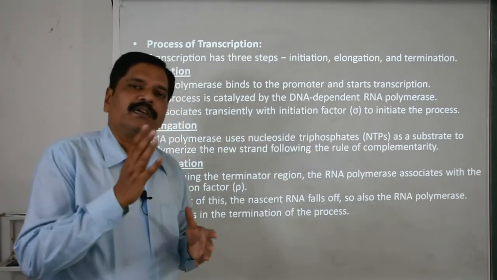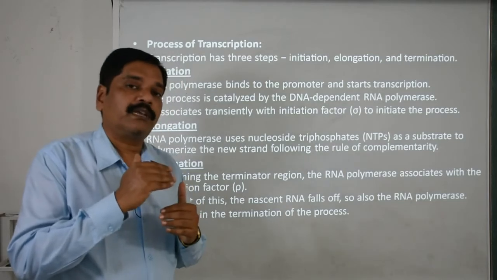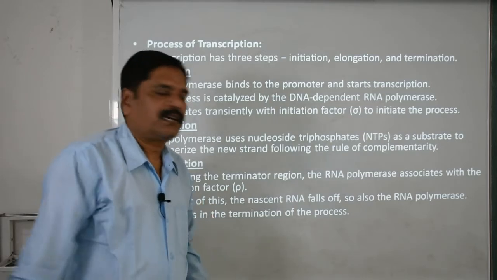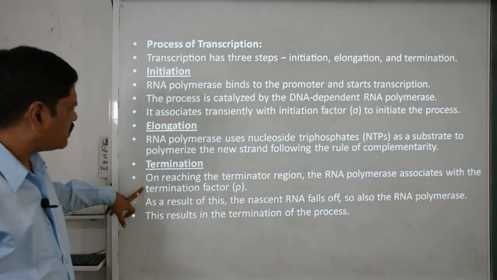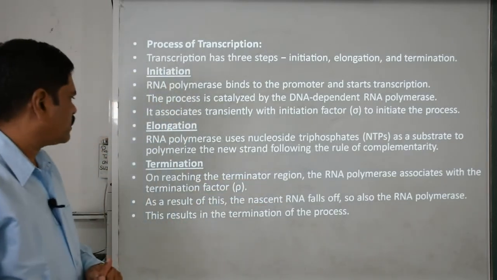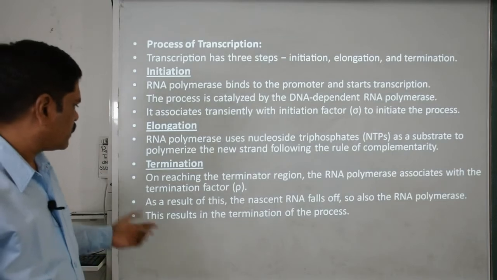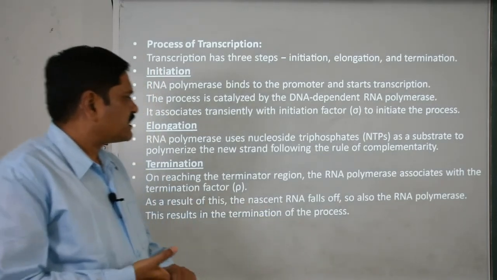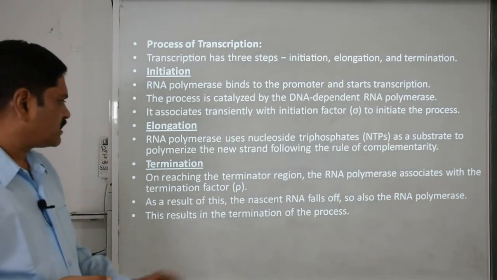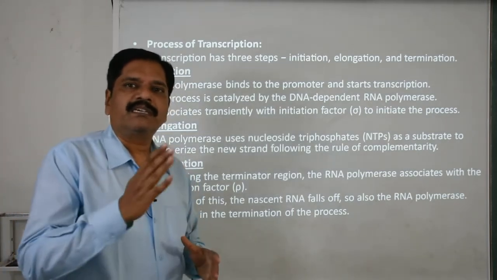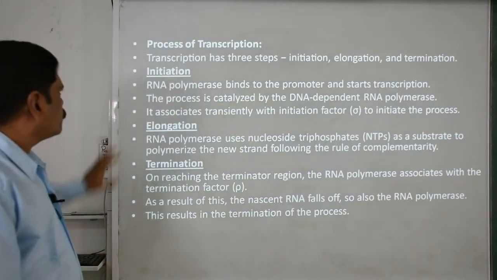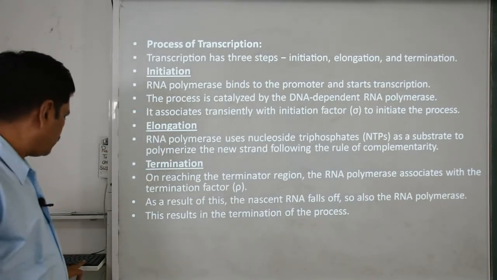That means the specific RNA nitrogenous base is just coded against the DNA template. Now then, termination. On reaching the termination region, the RNA polymerase is associated with the termination factor, that is the Rho factor. As a result of this, the nascent RNA falls off, it gets separated. The RNA polymerase also separates, and this results in the termination of the process. Here the further coding in the form of the RNA segment will stop. So, this is initiation, elongation and termination.